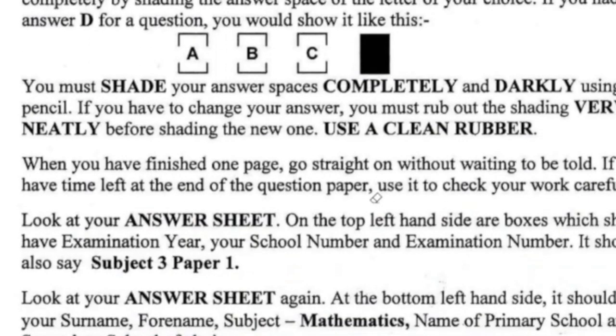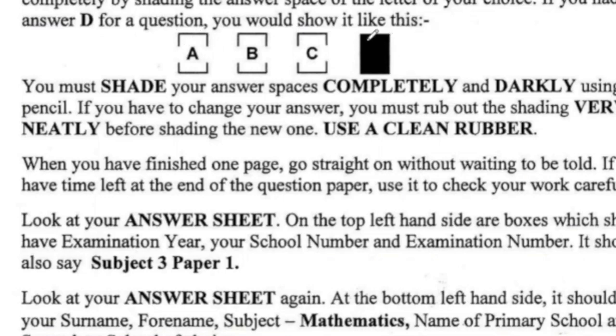Number 5: you must shade your answer space completely and darkly using an HB pencil. If you have to change your answer, you must rub out the shading very neatly before shading a new one. Use a clean rubber. What they are trying to say is, when you have chosen maybe D, like in the example, and later on you realize that the answer is not D, it's A, then before you shade A, you make sure you rub out.